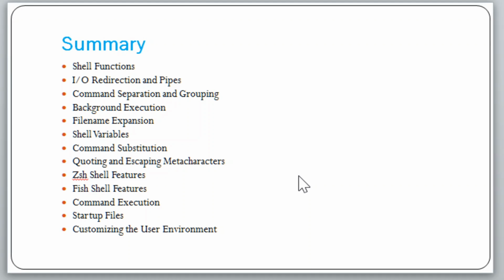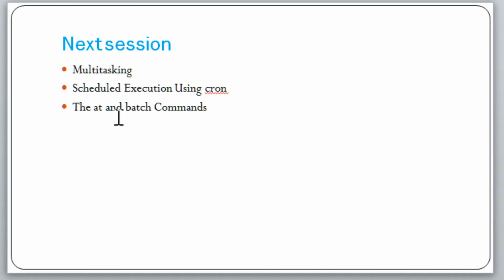So in summary, we went over shell functions today, input and output redirection in pipes, command separation and grouping, background execution, file name expansion, shell variables, command substitution, quoting and escaping meta characters, Z shell features, fish shell features, command execution, startup files, and then customizing the user environment. In our next section, we're going to go over multitasking, scheduled execution, and using cron jobs, and the at and batch commands.